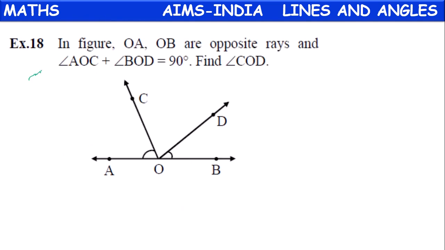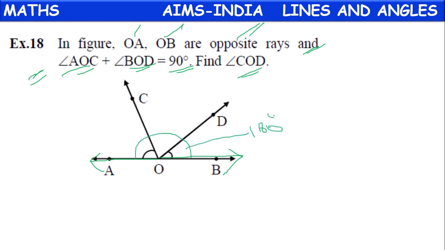Next one. So in the figure, OA and OB are opposite rays and angle AOC plus angle BOD equal to 90 degrees. Find COD. So OA, OB are opposite rays. So total angle will be equal to 180 degrees, linear pair.